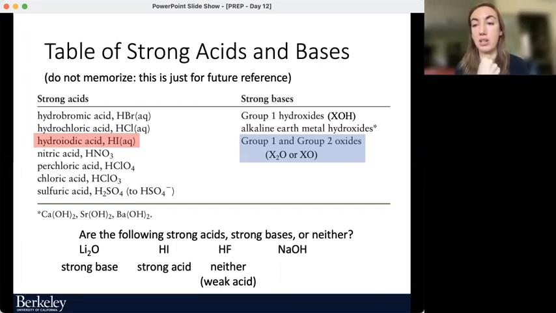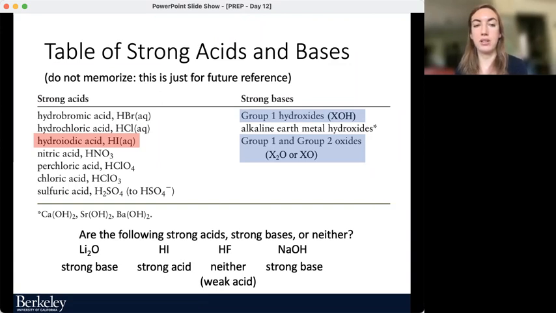So if I put HF in water, it will lose some of those hydrogens, but not every molecule will lose those hydrogens. So it's not a strong acid. You wouldn't be able to tell that from the table. I'm just sort of telling you that after the fact. So the correct answer was neither. And then NaOH, Na is in group 1 and it's paired with OH. So NaOH is a strong base.